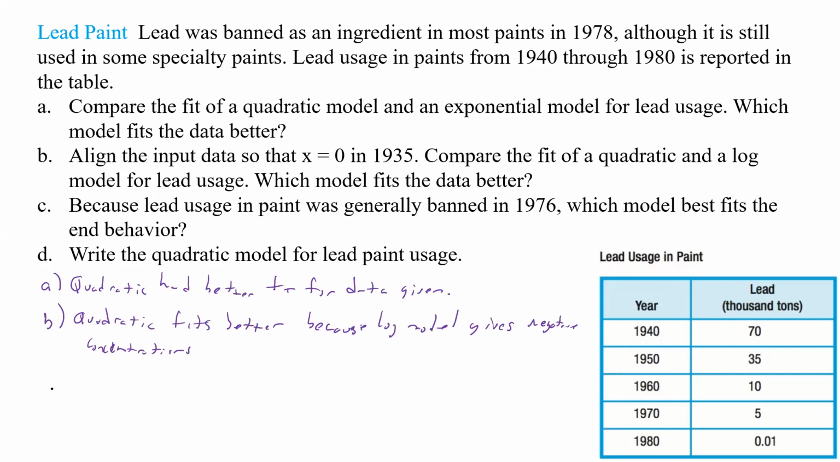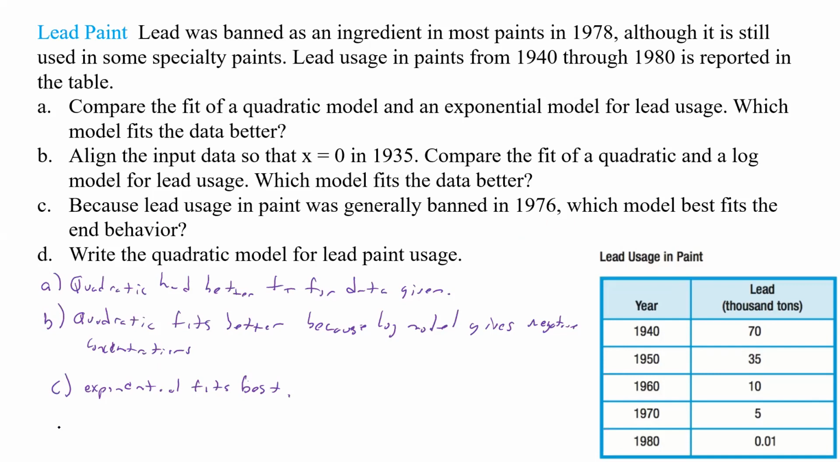All right, so C, because lead usage in paint was generally banned in 76, which model fits the end behavior best? Well, the end behavior best is going to be the exponential, because it comes down and then it just goes to that 0. So our exponential fits best. Okay.